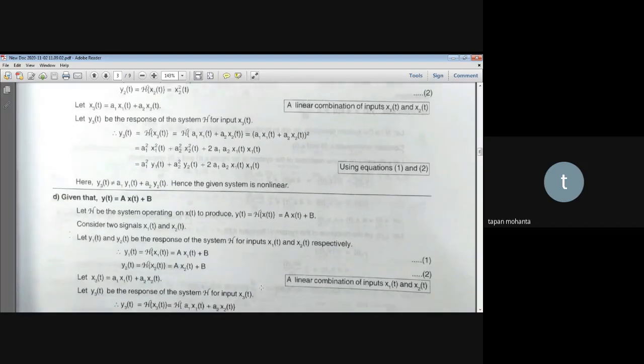Now come to the third example. We can solve this one as the third example. Okay, so now y of t is equal to a x of t plus b. Consider the two signals x1 of t and x2 of t. Let y1 of t and y2 of t be the responses of the system h for inputs x1 of t and x2 of t respectively.